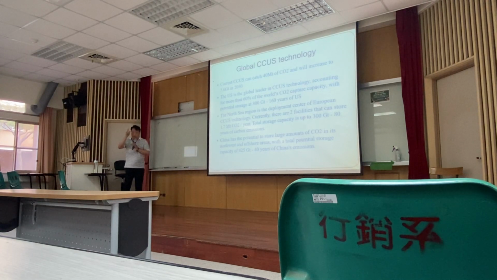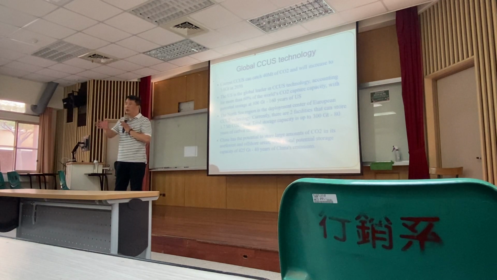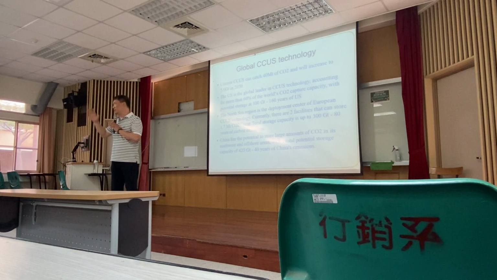And the point of CCUS is not only at the capture, the utilization is the other thing. It's carbon capture, utilization and storage. And utilization has its limitation, as its limitation for cement production. Right now they can catch about 50%.